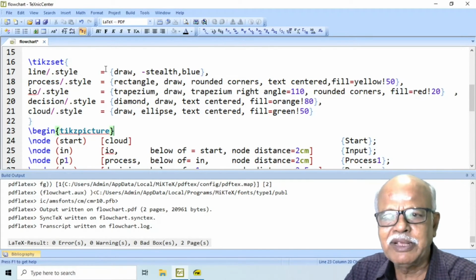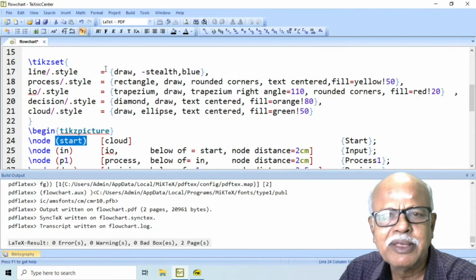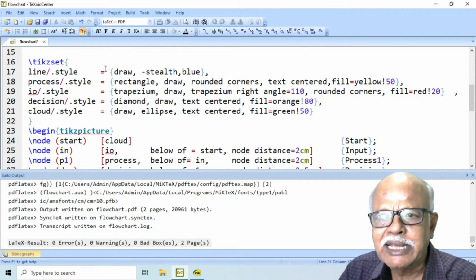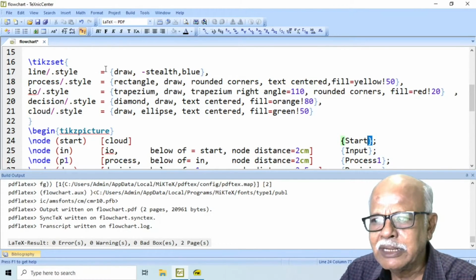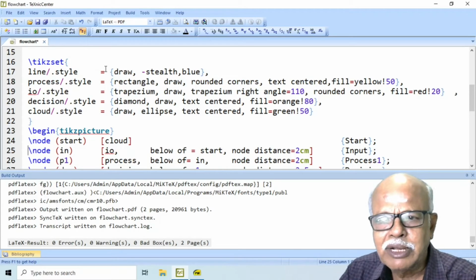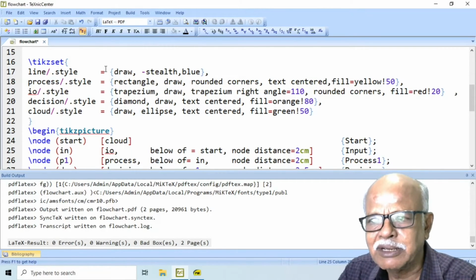Now we start with \begin{tikzpicture} and \end{tikzpicture}. We say node, this is the name we give, start, and then here we have cloud. When we say cloud within square brackets, this style already defined by us will be used, and in the output we will have start. Then the next node is in, and the style is IO. We say this is below of start.